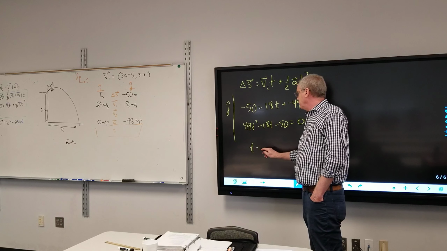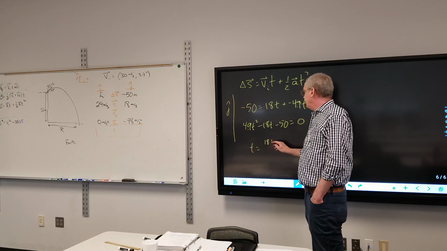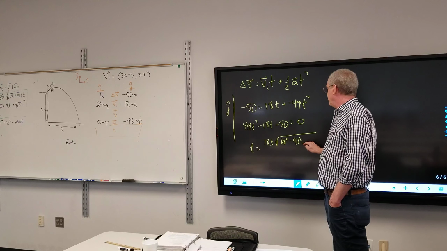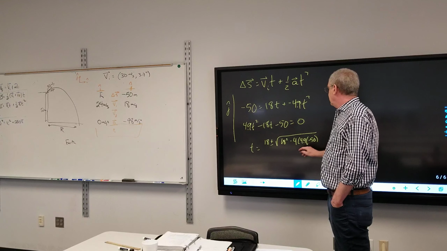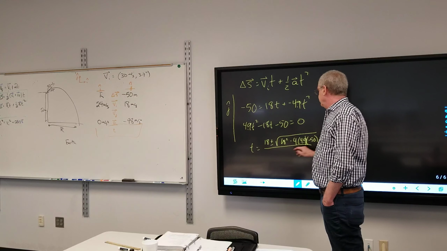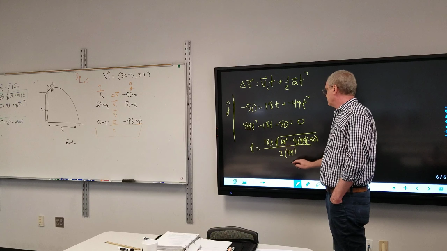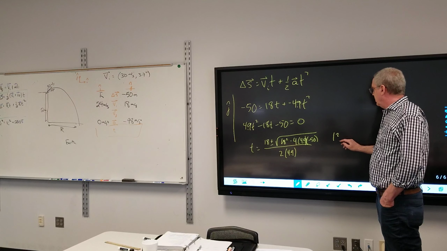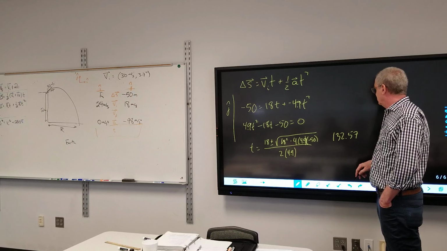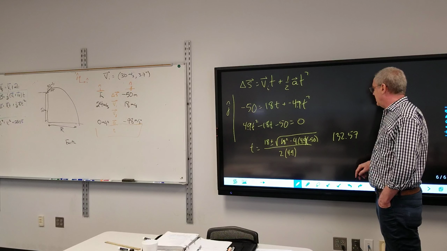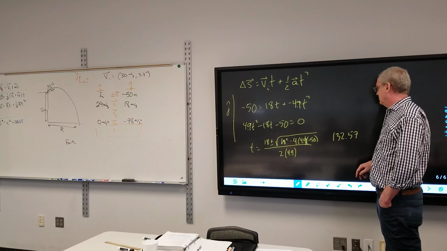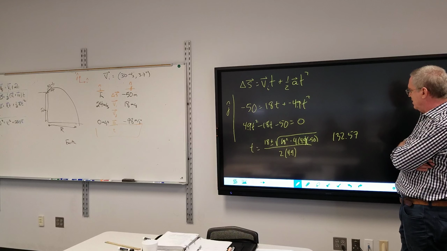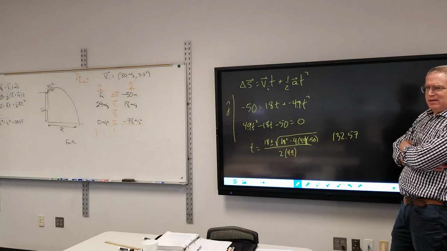So t equals negative 18 plus or minus the square root of 18 squared minus 4 times 4.9 times negative 50, all over 2 times 4.9. I get 132.57 seconds, and then the second one is... That seems way high. Actually, I'm not sure why that's so high. I feel like I did something wrong, but I put all the answers in. Anyone else get the same thing?